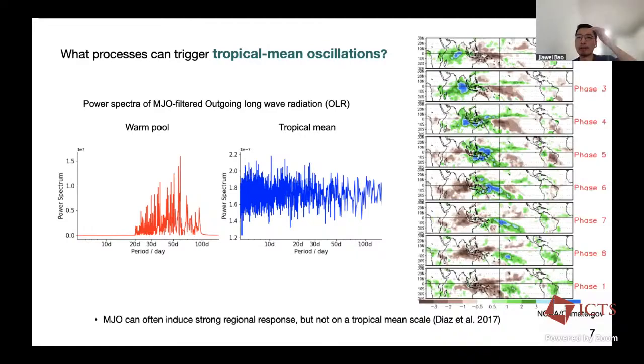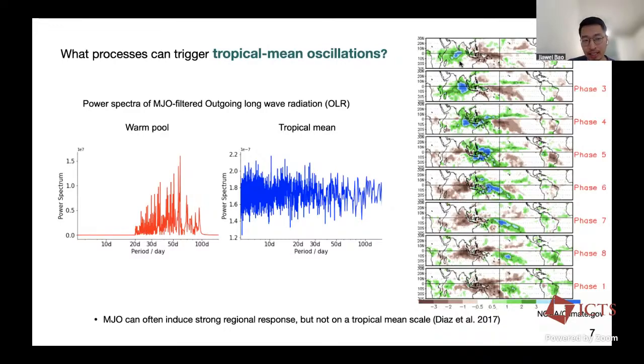If we look at the MJO pattern spatially, it leads to positive and negative anomalies in the OLR or in the precipitation. But if you average this signal, these are the different phases of the MJO from the early stage to the later stage. If you average these kinds of variables spatially, this positive and negative signal will basically cancel out. So what we get is very little signal if you look at the tropical mean.